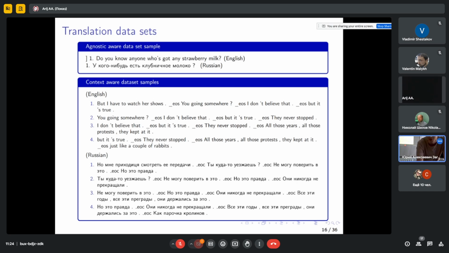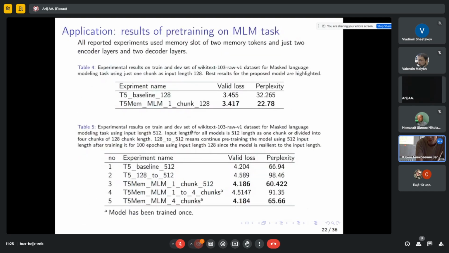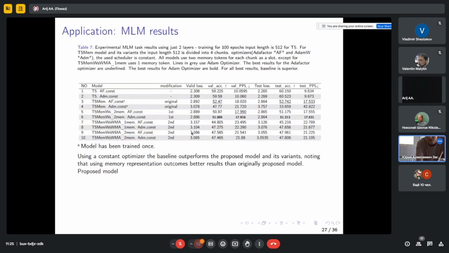And on slide 27, as I remember, you show us training for 100 epochs. Isn't the model overfitted? No. We don't have overfitting. Okay. So thank you. Welcome.